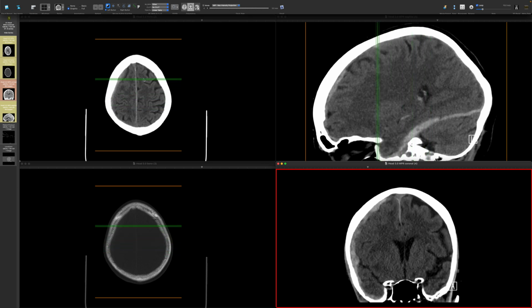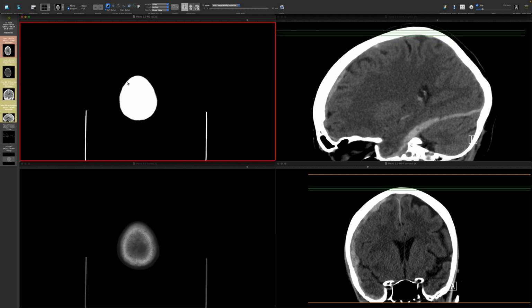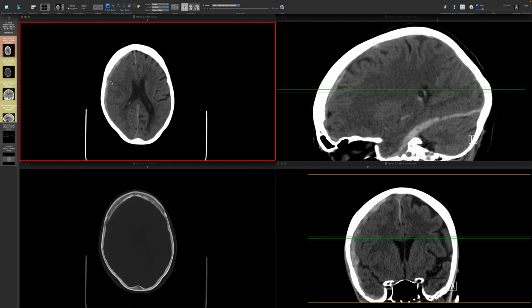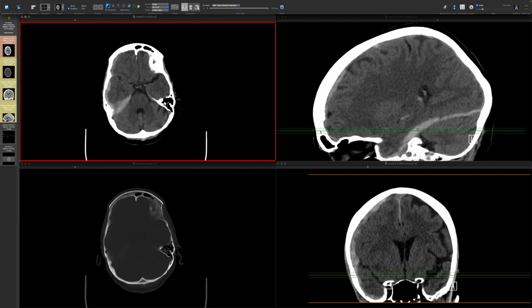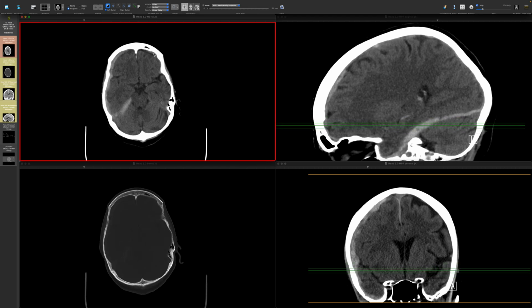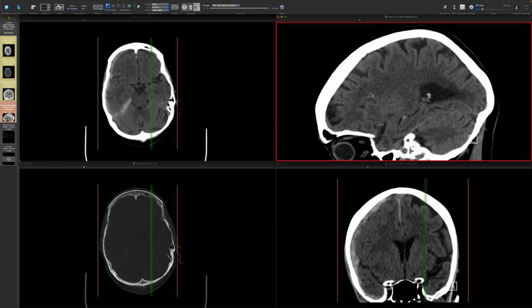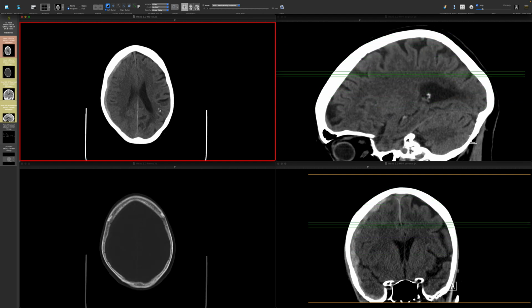So there's a holohemispheric hyperdense subdural hematoma on the right side. It's got a maximal thickness of about 5 millimeters. You'll also notice that there's a thin hyperdense subdural hematoma overlying portions of the left frontal lobe, which are easily seen on the axial images and on the sagittal reconstructions.